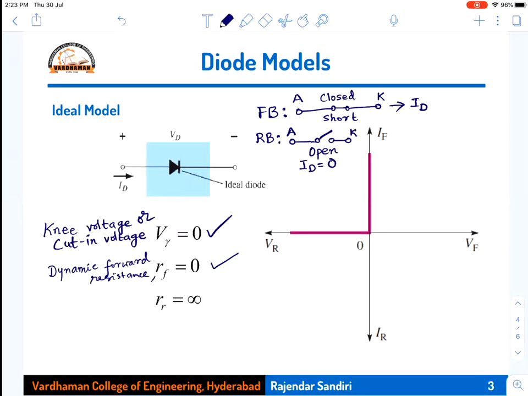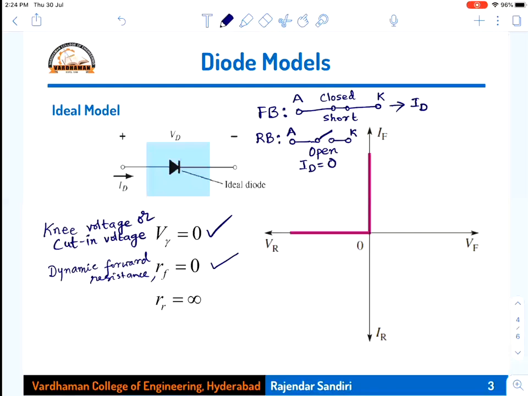Because it is short circuited, the resistance is zero and current will flow. Next, coming to reverse bias, it is an open circuit, which means current is zero. If the circuit is open, what is the resistance offered by an open circuited switch? It will be infinity. The resistance is infinity, therefore the circuit is open and the current is zero.